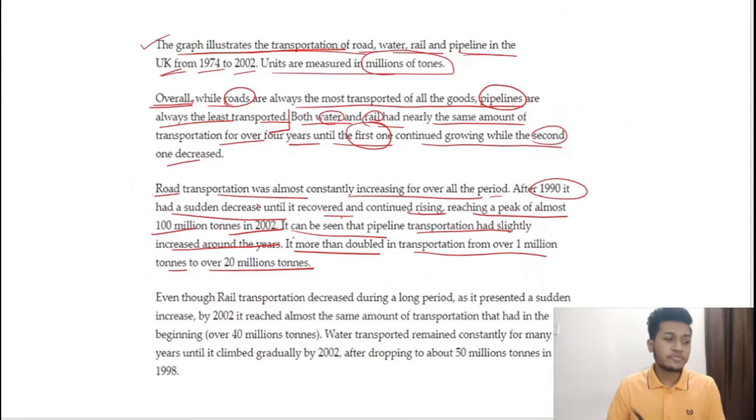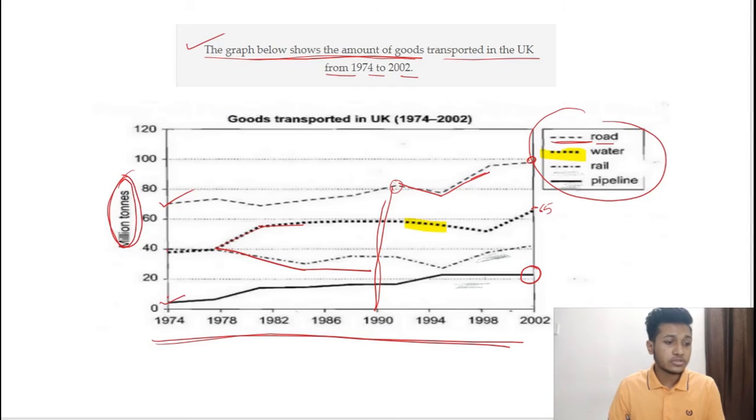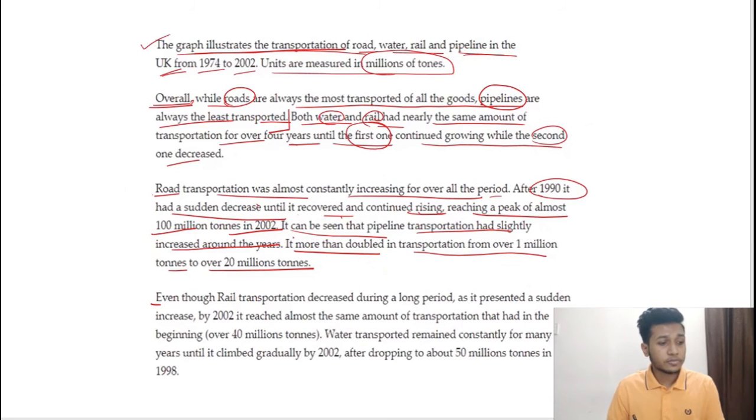You don't have to mention each and every point. Don't mention that in 2008 it was at almost 1.5 million tons and then it rose to almost 15 million tons. Don't have to mention every year. Try to mention only the main points. So in pipeline there is no main point at all. So just mention the initial point and the final point. Got that?